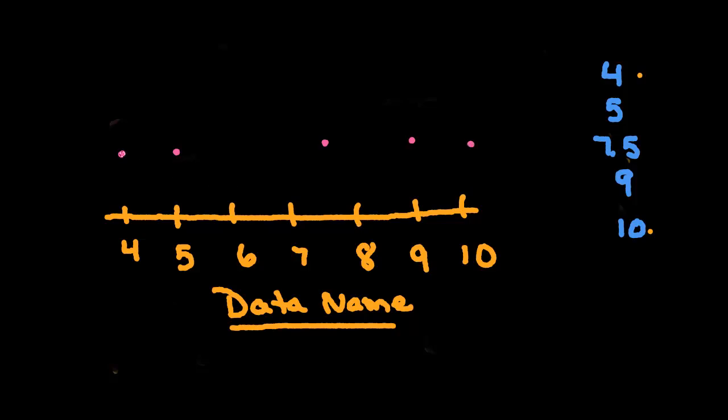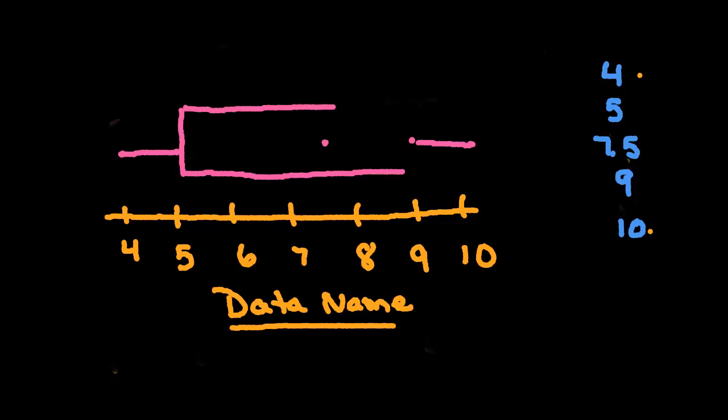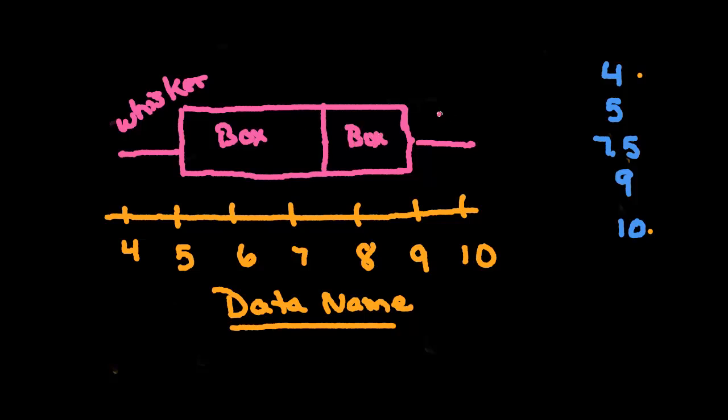Now, the first and last two dots you're going to connect with lines. Those are your whiskers. Your middle dots are going to be connected with a box, a rectangle. It's going to go down, connect to these whiskers. The dot in the middle also gets its own line. So you should have a whisker, a box, another box, and another whisker.